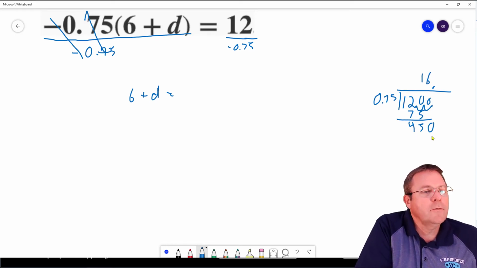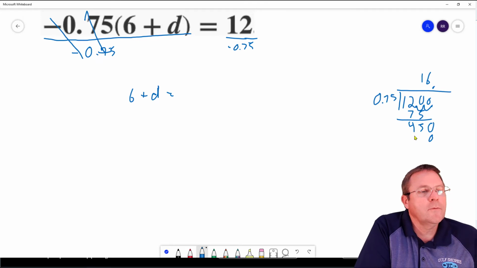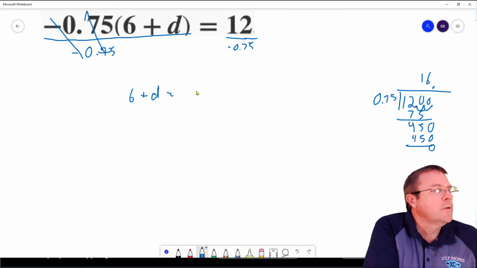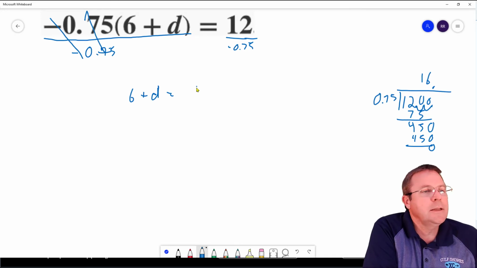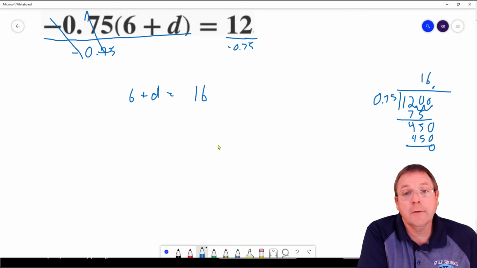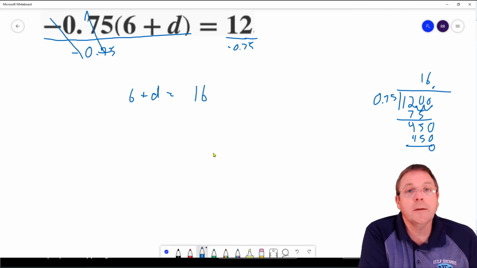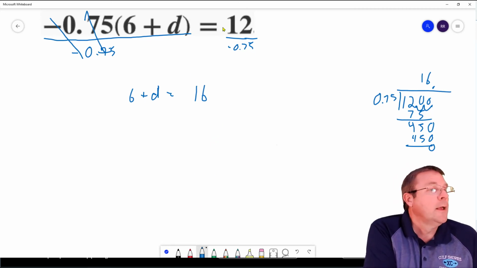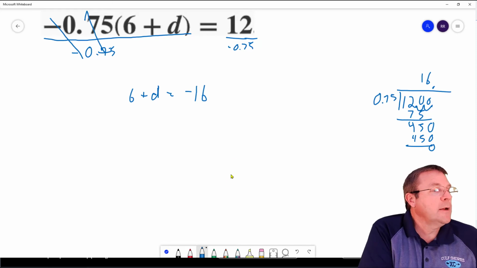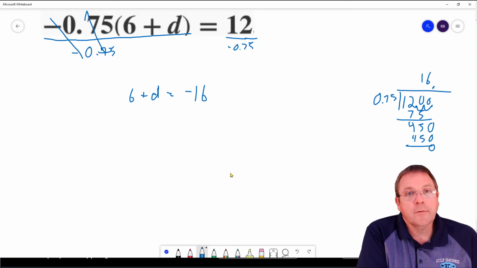6 times 5 is going to be 30. 6 times 7 is 42. Plus 3 is going to be 45 with nothing left over. So I'm going to get d is going to equal 16. And yes, I know, that number is bigger than what we started with. It's because we divided by a number that was smaller than 1. Positive divided by negative is a negative, giving me a negative 16.